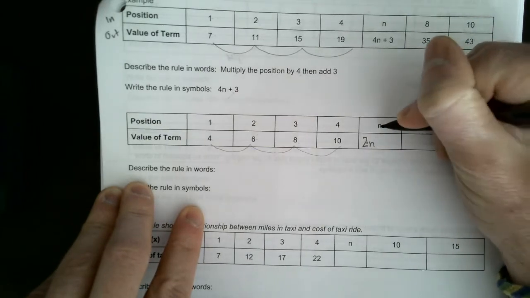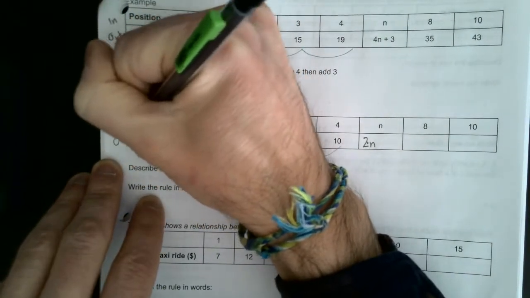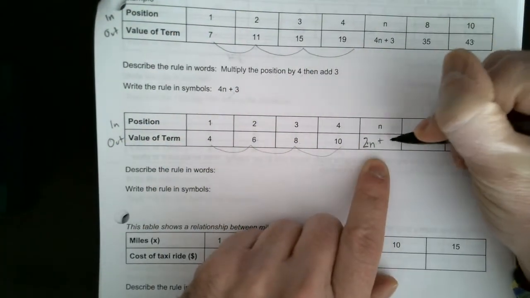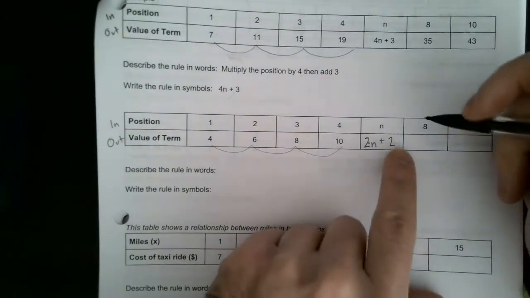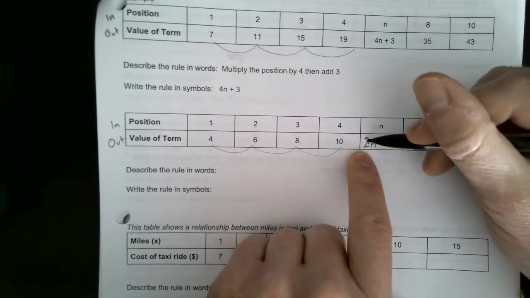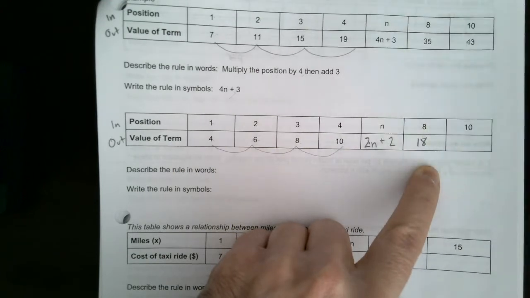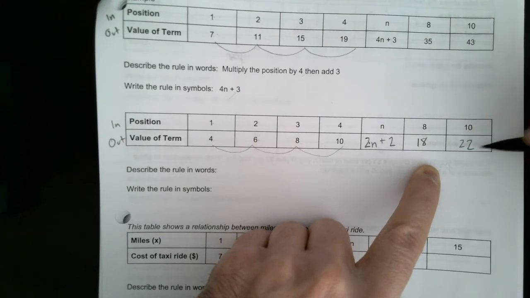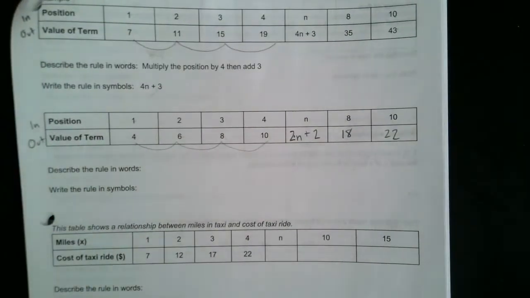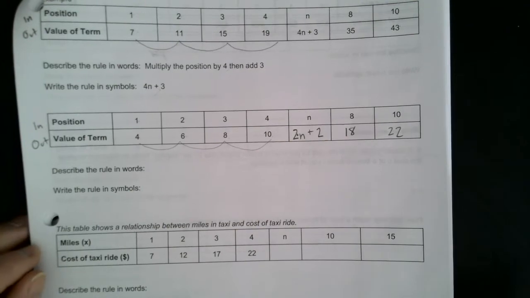You multiply the input, the n, by 2. By the way, this is the input, of course, and this is the output. And then you got to add 2. So 2 times 1 is 2, plus 2 is 4. Let's check 8. 2 times 8 is 16, plus 2 would be 18. 2 times 10 is 20, plus 2 is 22. So look at that. Once we have the rule, we can find out really any input. If we're given any input, or really any output, we can find the other number.